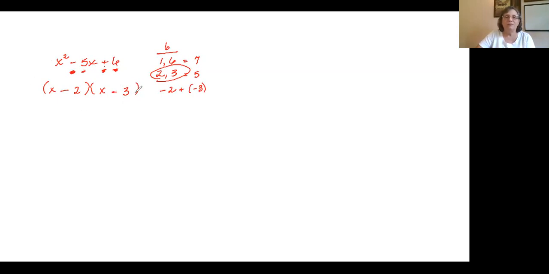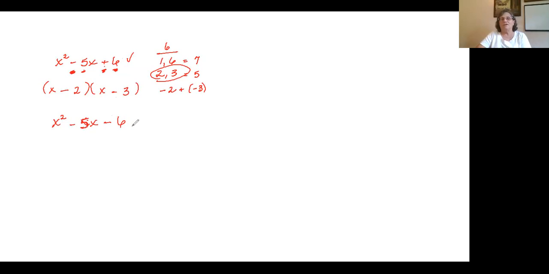And if you check, this will FOIL out to x squared minus 3x minus 2x would be a -5x, and a negative times a negative is going to be a +6. What if it had been x squared minus 5x minus 6?